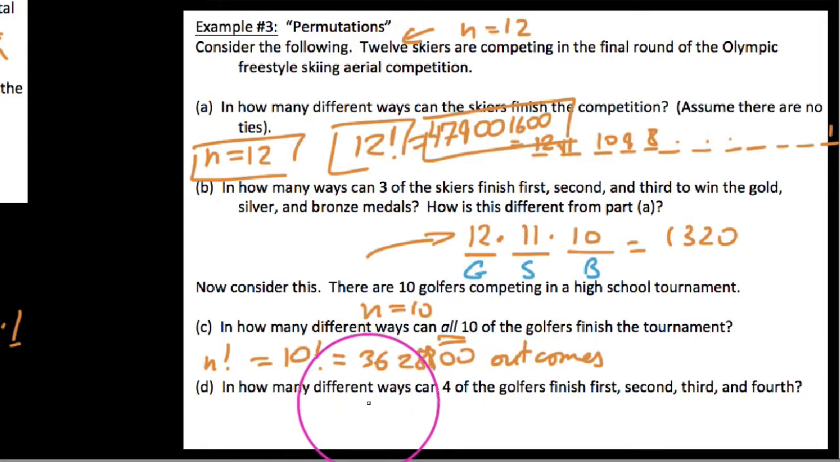And last but not least, it says, in how many different ways can only 4 of these golfers finish first, second, third, and fourth? This is a little bit different from our last situation. Since we're not rearranging all 10 of them, we're not going to write 10 factorial. We need to list this out: here are our first, second, third, and fourth place golfers. 10 golfers could come in first, 9 could come in second, 8 could come in third, and 7 could come in last.